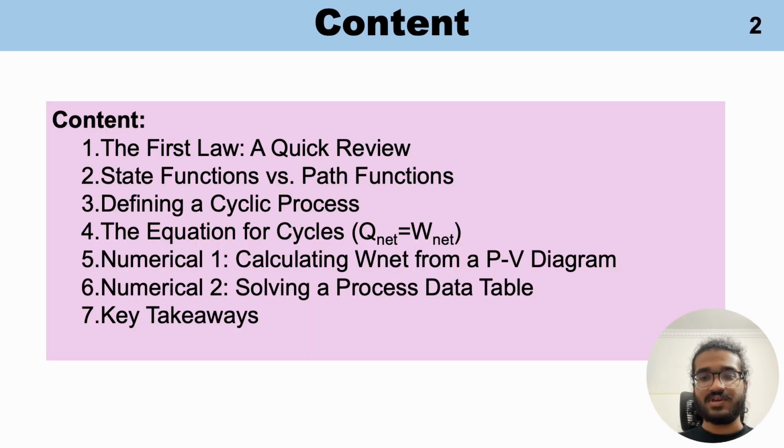Today we'll start with a quick review of the first law and the crucial difference between state and path functions. Then we'll define a cyclic process and derive its key equations. The main focus will be on two numerical problems, one using a PV diagram and another using a data table. Finally, we'll summarize all these concepts and understand how cyclic systems work using the first law of thermodynamics.